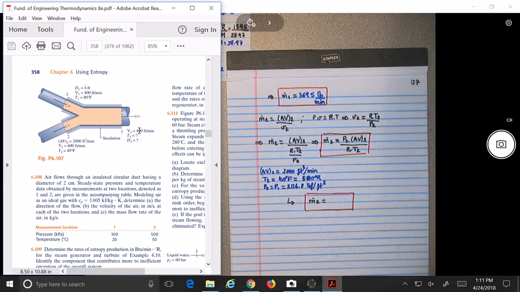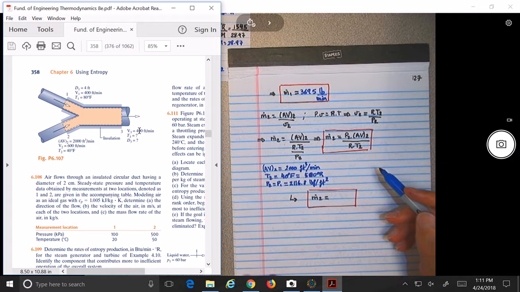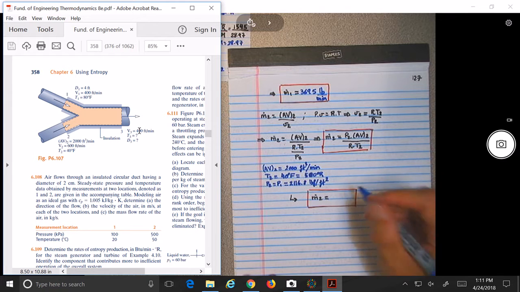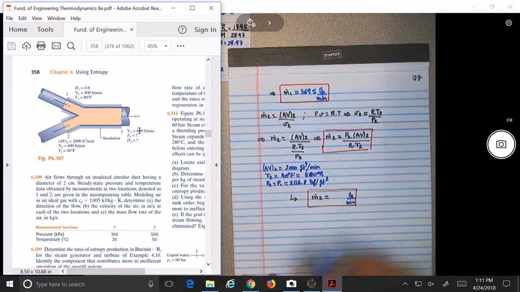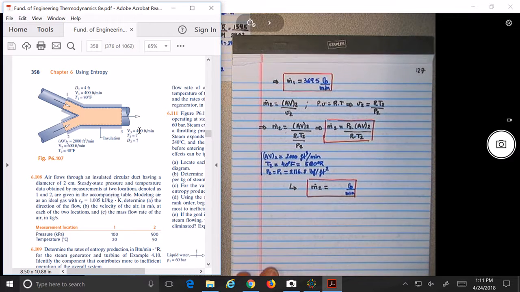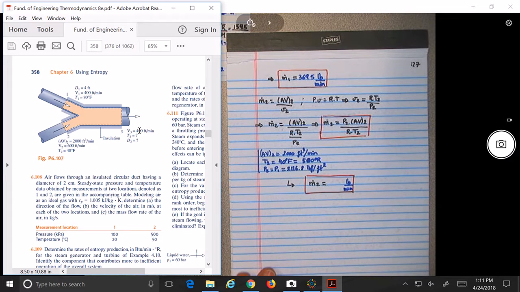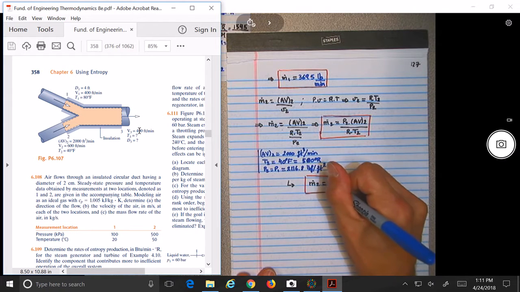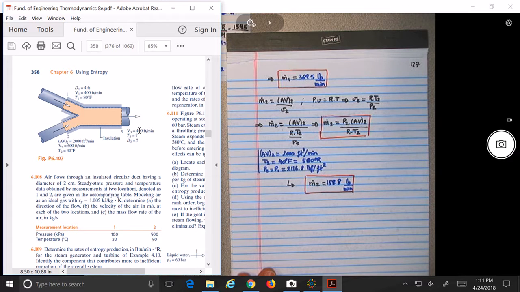So what do you find for M2? What do you get? What do you get for the mass flow 2? I mean, guys, this is just use the calculator. 158.7, so let's say 158.8.